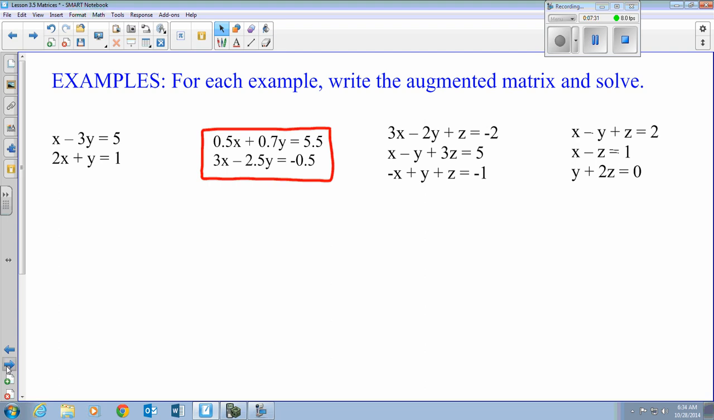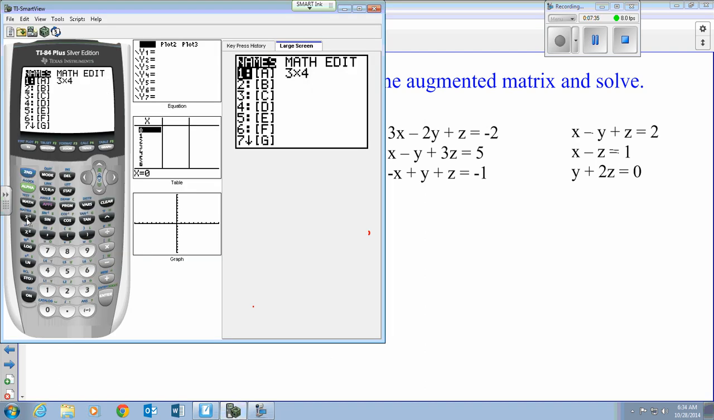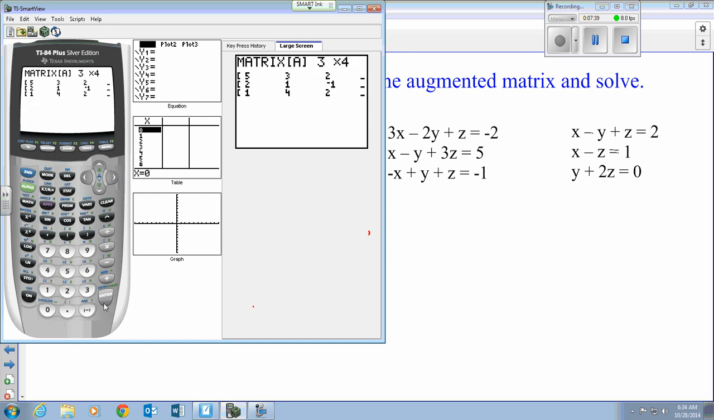So if we go to our calculator, we're going to input a new matrix. So we're going to go back to matrix. We're going to edit matrix 1. And this particular example has 2 rows and 3 columns. And so we have 0.5x, 0.7 for y, and our constant is 5.5. In the next row, we have a 3, negative 2.5, and negative 0.5.